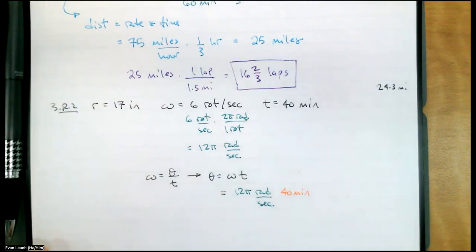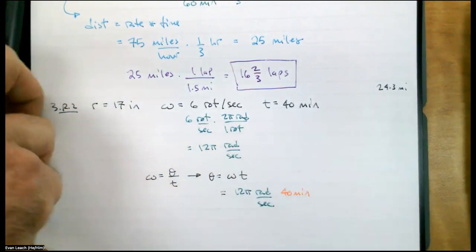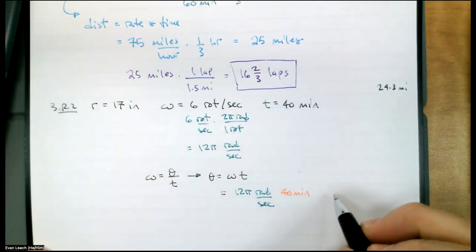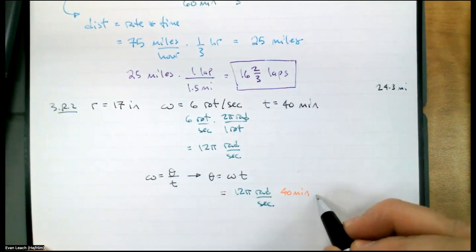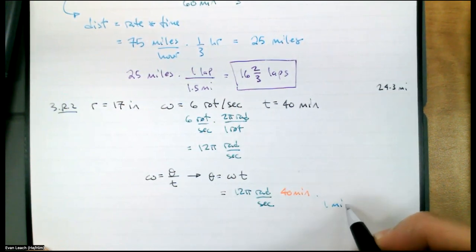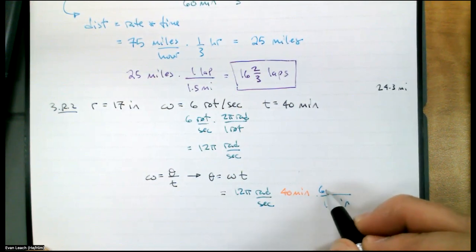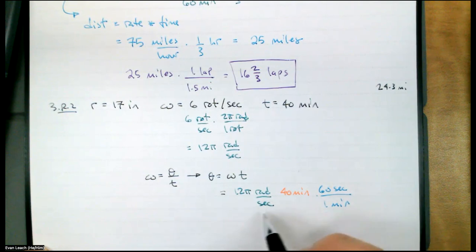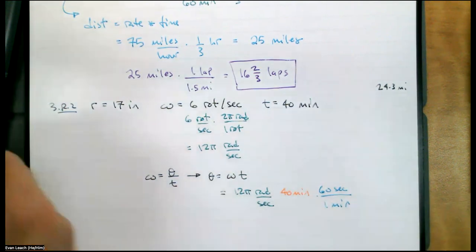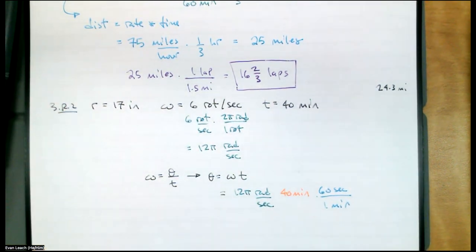Oops, the wrong way. We want to multiply by 40 minutes, but I'm still going to be left with minutes. So I do omega times time, but my minutes are all messed up. So I have to say that 1 minute is 60 seconds. So now the minutes will cancel out, our seconds will cancel out, and we'll be left with radians. This will give us a theta.